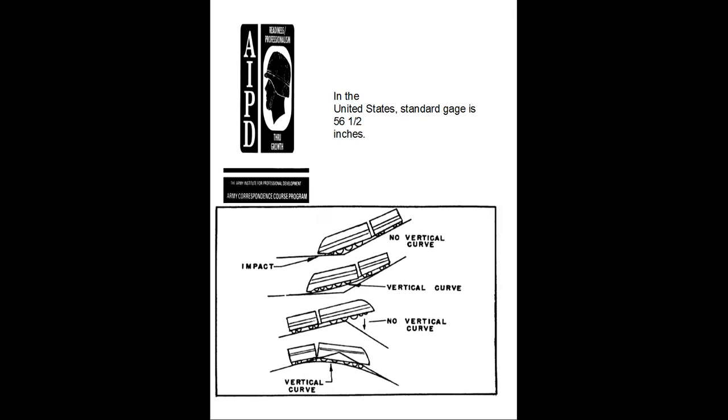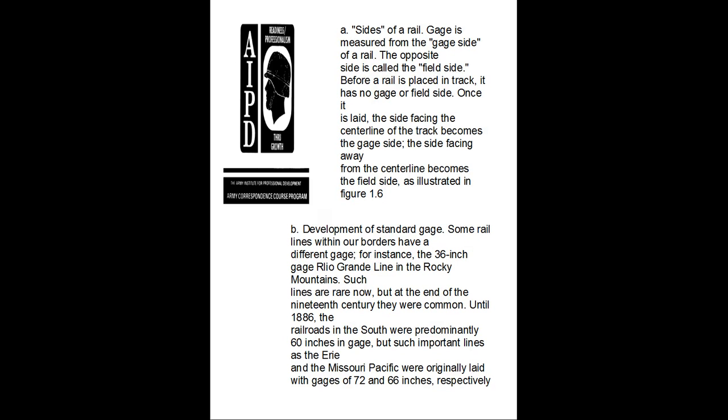In the United States, the standard gauge is 56.5 inches. The sides of the rail are the gauge side and the opposite side, called the field side. Before rail is placed in the track, it has no gauge side or field side. Once it is laid, the side facing the center line of the track becomes the gauge side, and the side facing away from the center line becomes the field side, as illustrated in Figure 1.6.